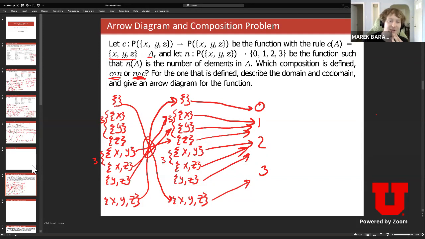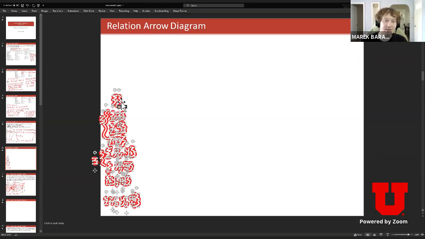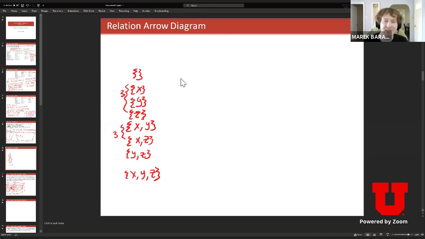And then the question asked us to draw the arrow diagram for the composition. So no, I'm doing this wrong. We need to do one for this set and just do where it maps in the other domain, in the ultimate domain. So if we think about what the definition of these functions is, C took each element to its complement, and N takes the set to the number of elements in the set.